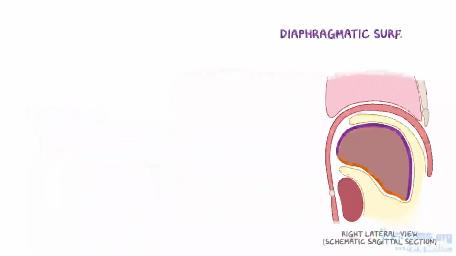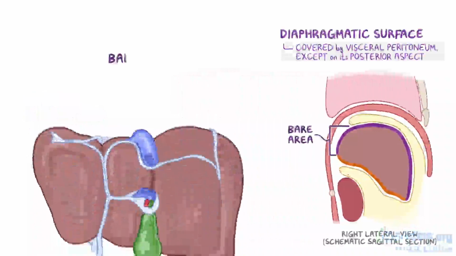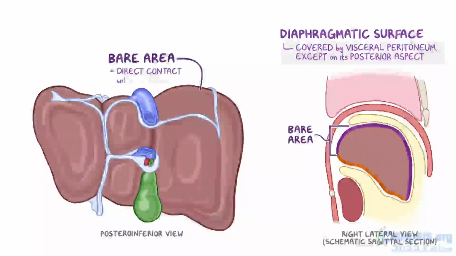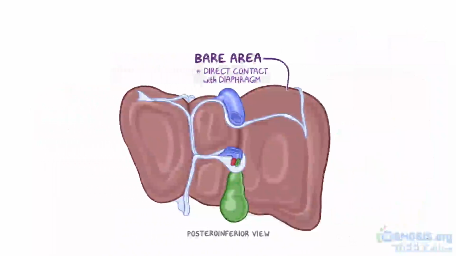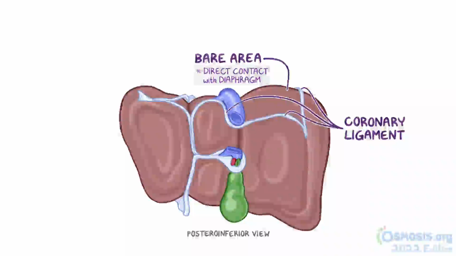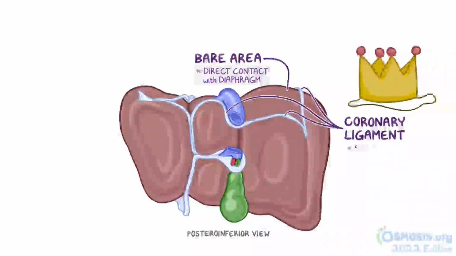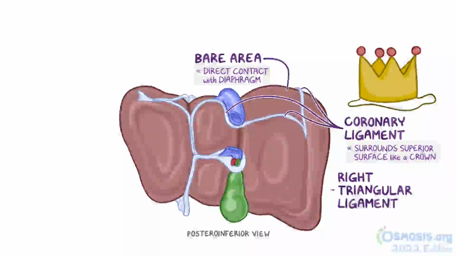The diaphragmatic surface is covered by visceral peritoneum except on its posterior aspect, which is known as the bare area. The bare area of the liver is in direct contact with the diaphragm. However, it's surrounded by reflections of the visceral peritoneum, which form the upper and lower layers of the coronary ligament. Coronary means crown, so this ligament surrounds the superior surface of the liver like a crown. These layers of the coronary ligament fuse together on the right to form the right triangular ligament, and on the left to form the left triangular ligament.